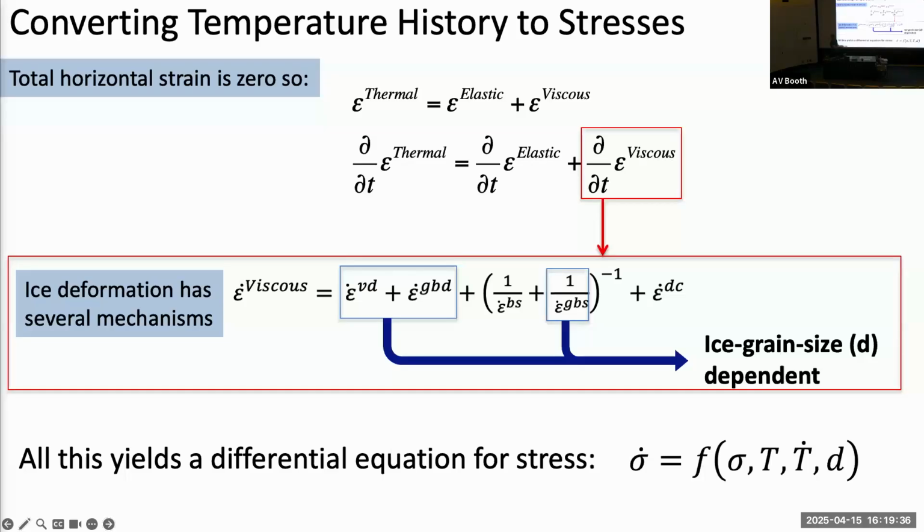But the important part is that some of them are grain size dependent. So we needed to know the atmospheric behavior, the dust cover, and this is like the last component that we really need to understand in order to be able to simulate the stresses here. Next slide, I'll talk a little bit about that. But when you fill in all of this, what it basically yields is a differential equation where the rate of change of stress is dependent on the stress, the temperature, how fast the temperature is changing, and this ice grain size. So once we sort this out, we'll be able to figure out what the stresses actually are.